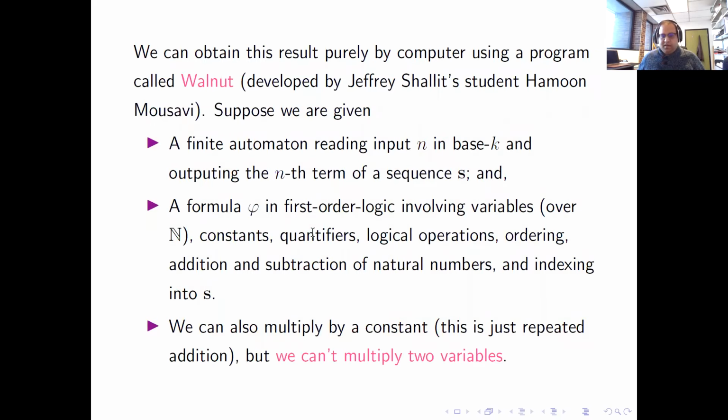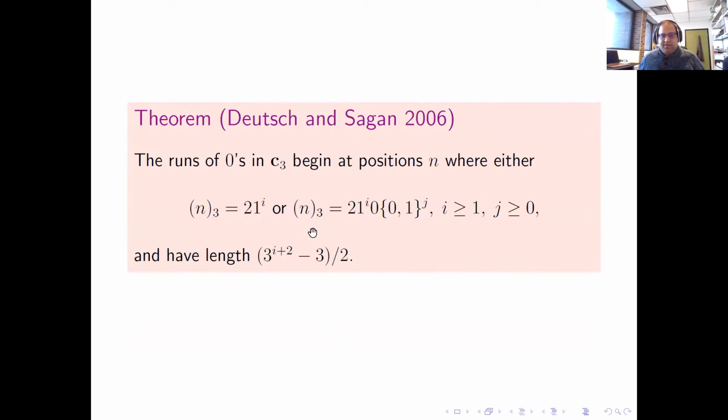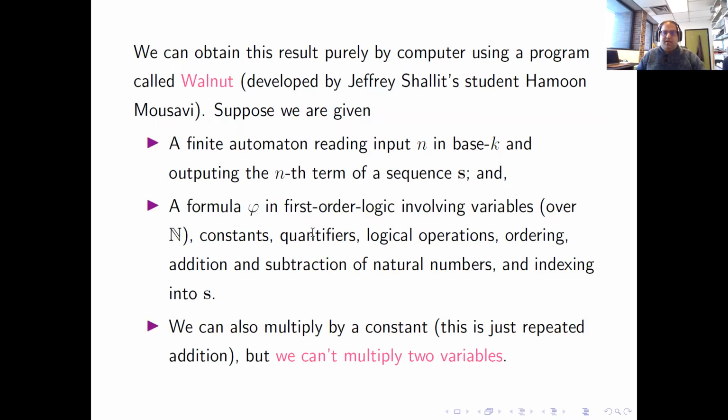And the way we get this, so again, we have this automaton. It's not completely obvious how to read this information directly off the automaton, but we have another tool that will let us find or prove these things. So first, we have the Rowland-Zeilberger algorithm to produce the automaton.